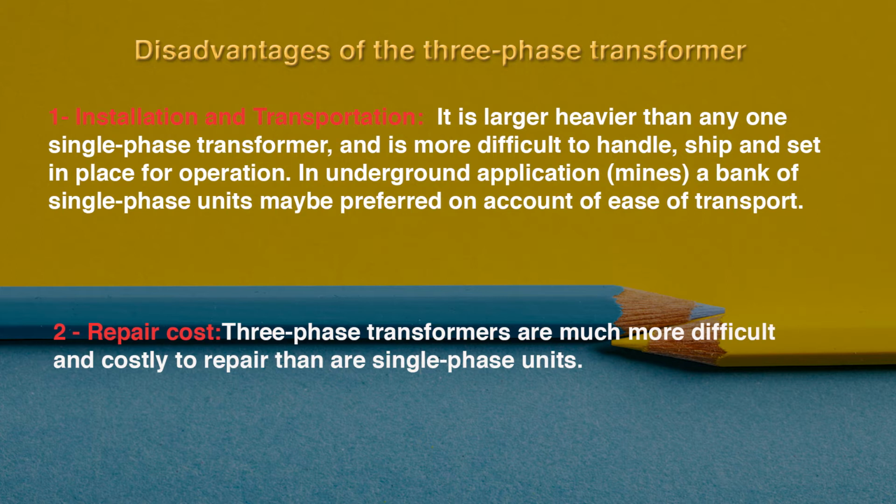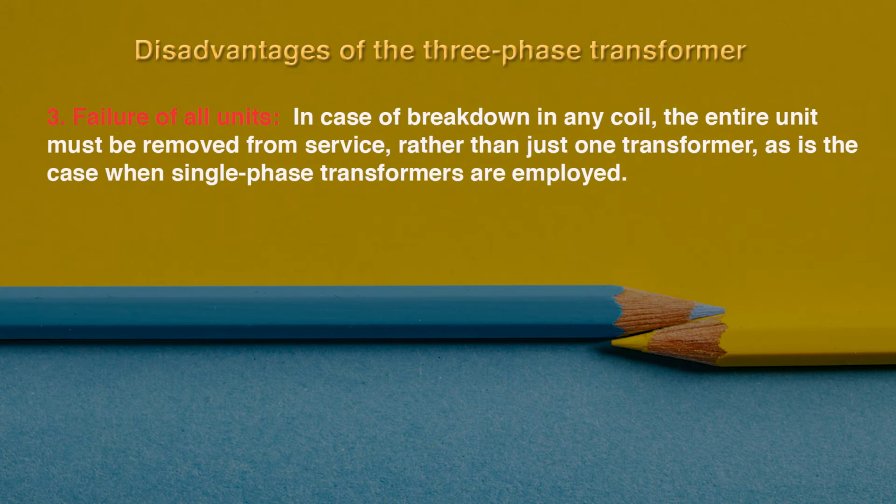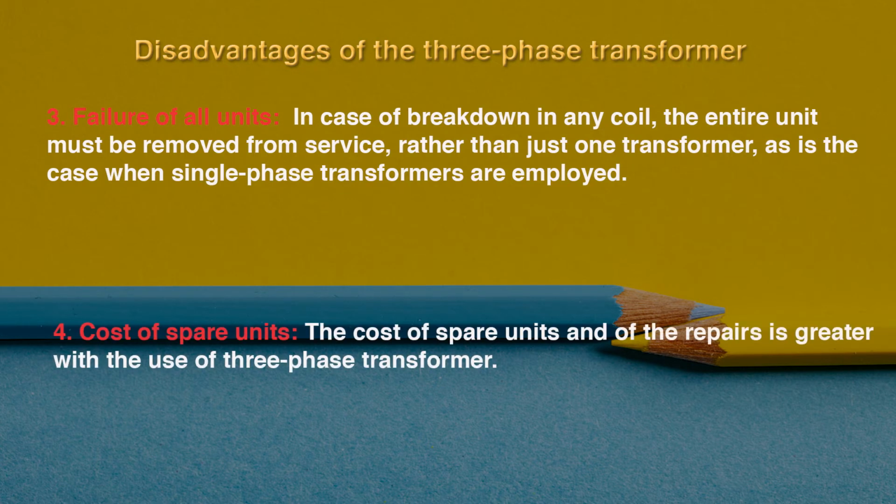Repair cost is very high. 3-phase transformers are much more difficult and costly to repair than single phase units. Failure of all units is the next disadvantage, meaning in case of breakdown in any coils, the entire unit must be removed from service rather than just one transformer as in the case when single phase transformers are employed. Fourth disadvantage is what? The cost of the spare unit and the cost of the repair is greater with the use of a 3-phase transformer.